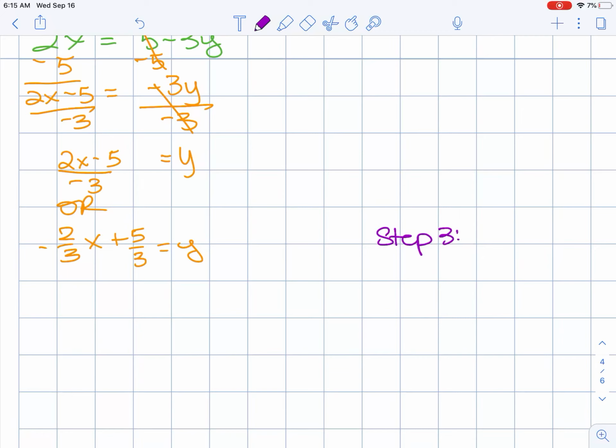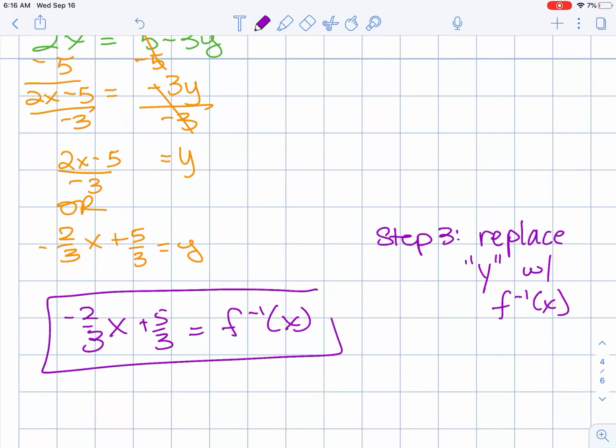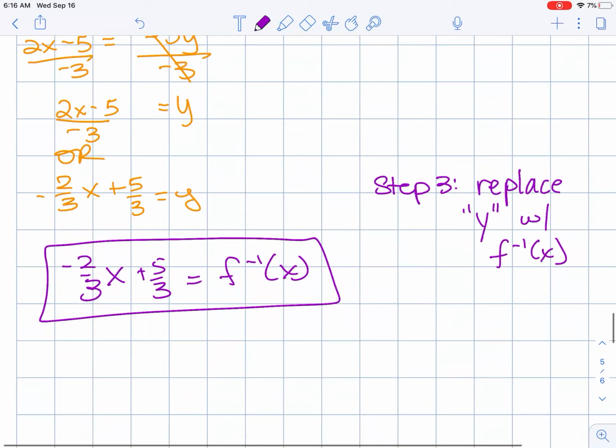And then our last step is replace the y with f inverse of x notation. So we know negative 2/3 x plus 5/3 equals the inverse function of x. And that's it.